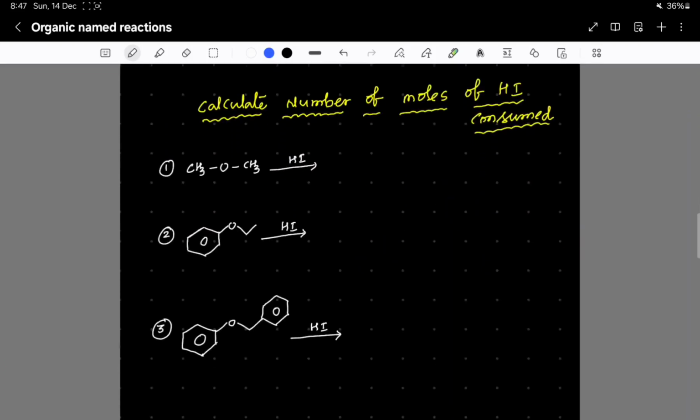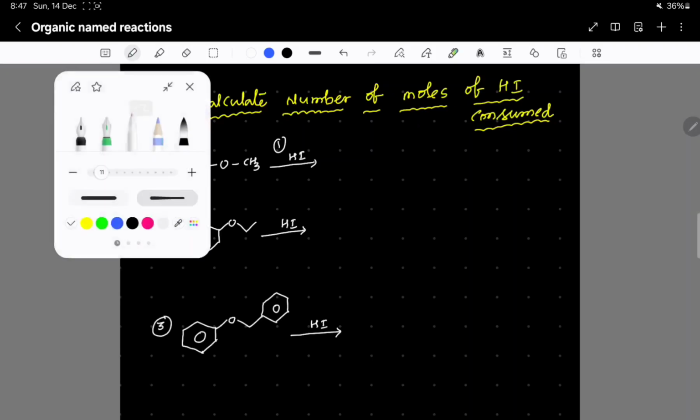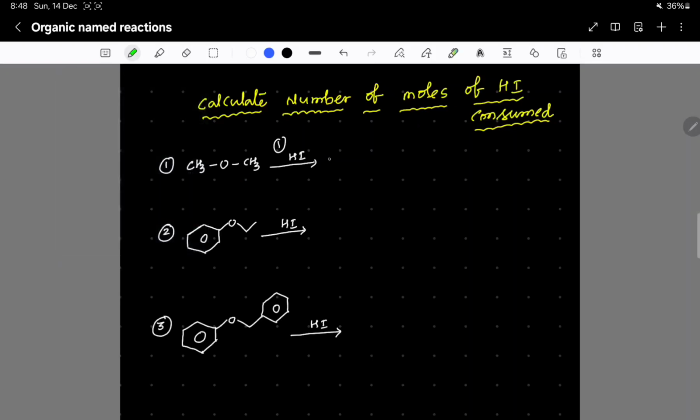Next, students, we will discuss how to calculate the number of moles of HI consumed in this reaction. How many moles of HI are consumed? First step: if I use 1 mole, what will happen, students? This is a symmetrical ether. One I will get CH3OH and one I will get CH3I. Now again this CH3OH reacts with one more HI. Now look, students, how many moles of HI are consumed here? 2 moles of HI are consumed in this reaction.